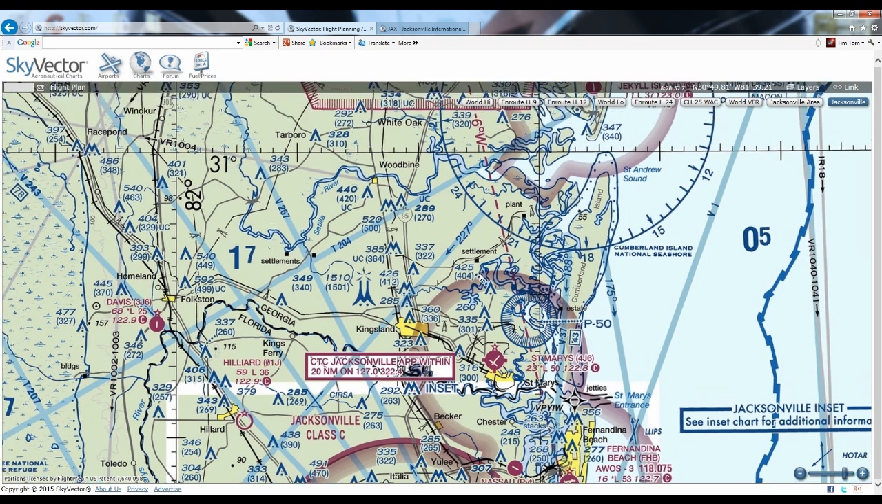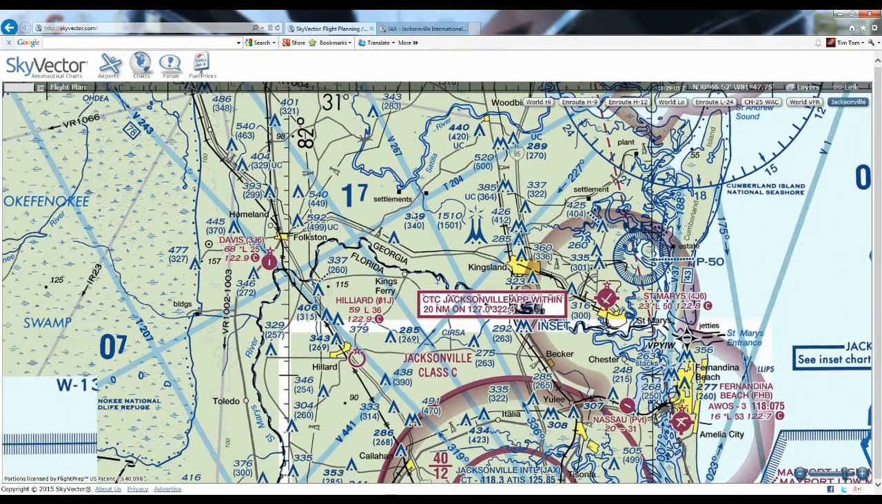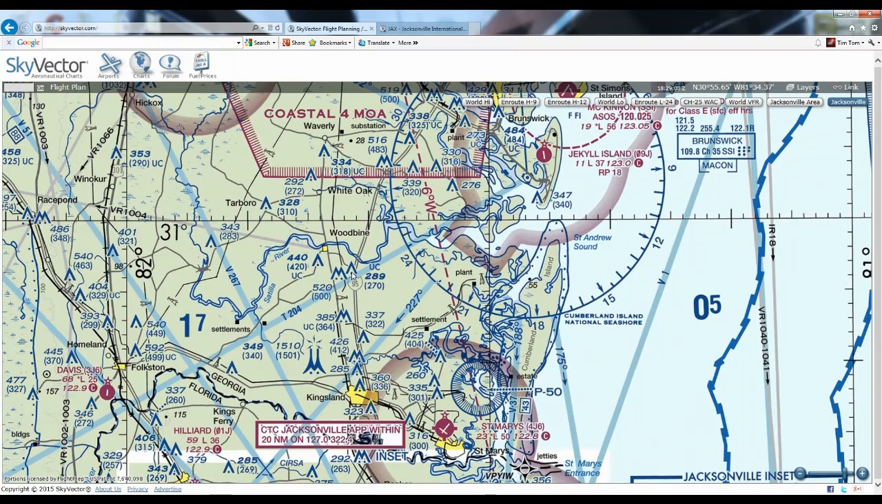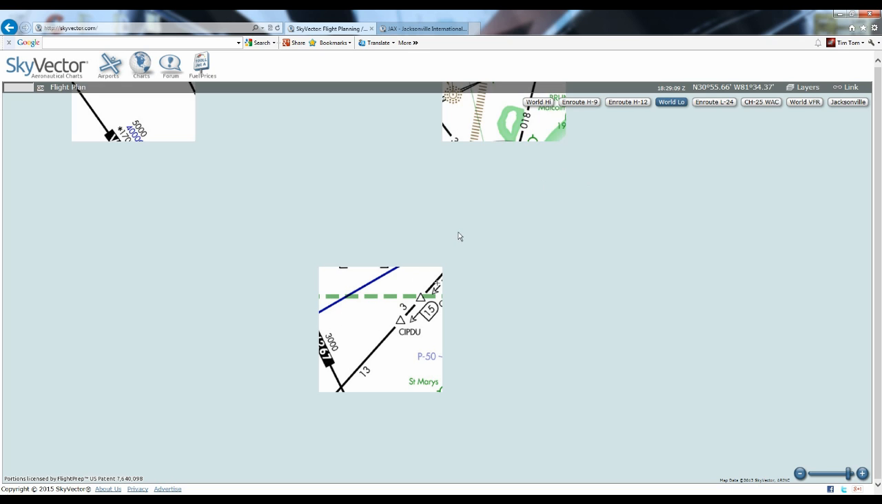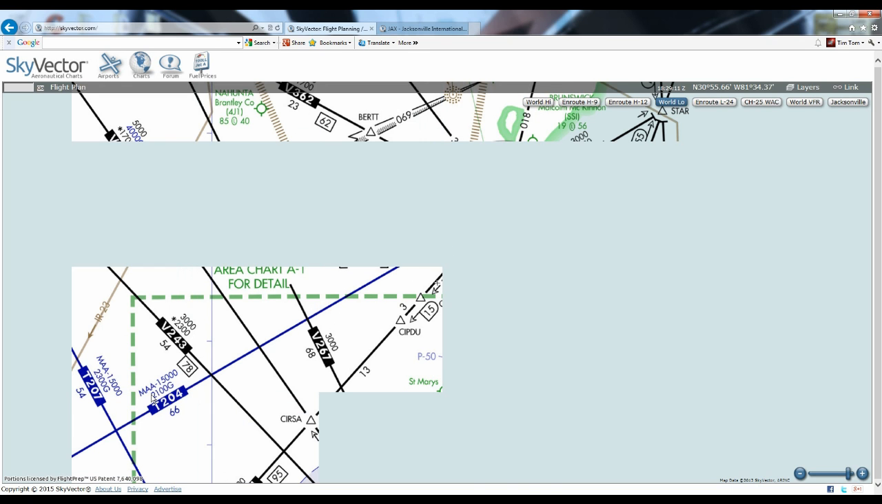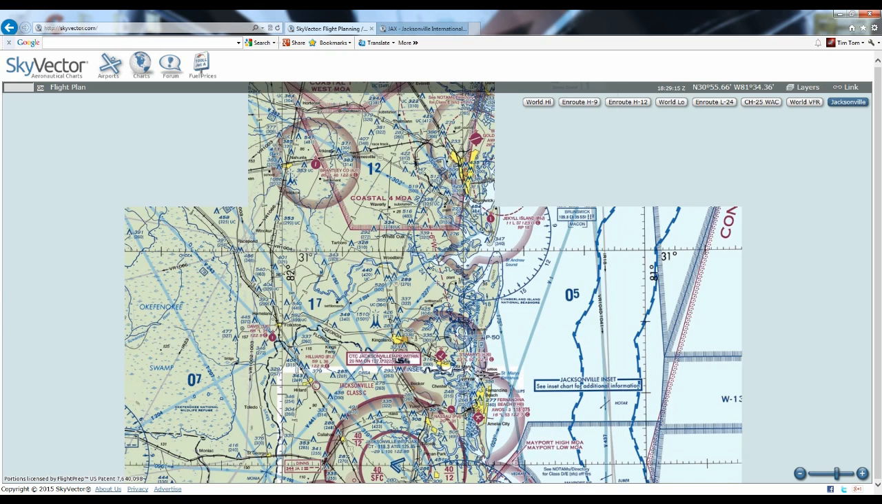So what are some other things we see? Well, we see airways. Here's the Tango 204 airway, and you can switch to the en route chart, and you can see it right there. Tango 204, back to the sectional, Tango 204.